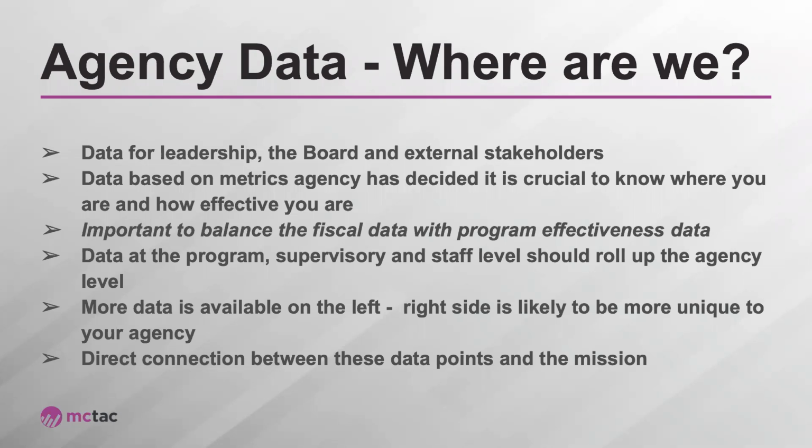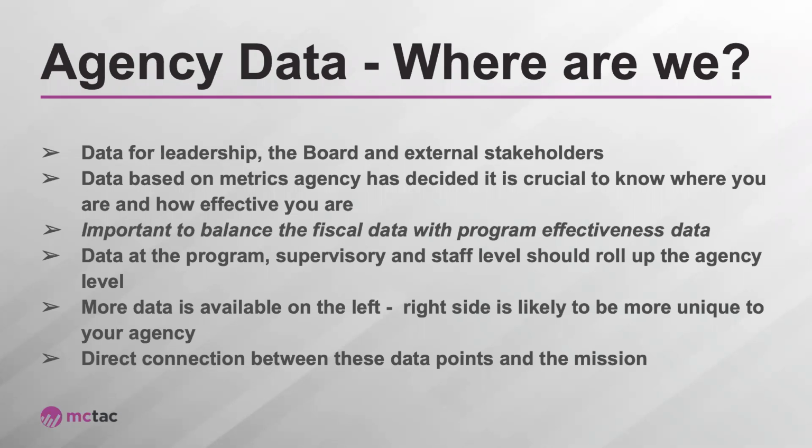And as we look at the matrix, we'll be seeing that on the left-hand side of the matrix, which is where the financial area is, it's really the data that's more available. And as we move to the right-hand side through population and outcomes, you'll find that the data is probably less available, but becomes more and more unique to the individual agency.